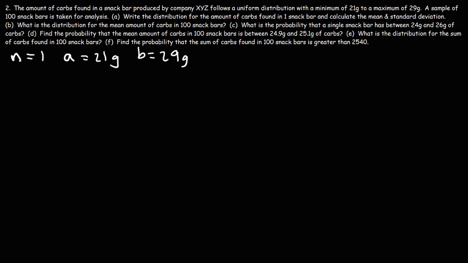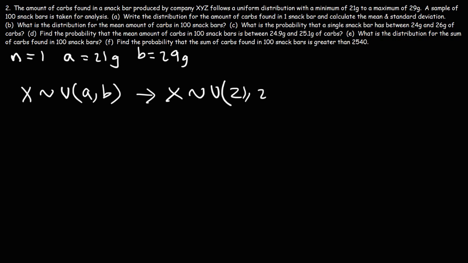Now, to write the distribution for the amount of carbs, we could use these symbols. Since we're dealing with a population distribution, the random variable is x. It has the shape of a uniform distribution, and it varies between a and b. So for part A, we could say that the distribution is x, tilde, U, a to b, or 21 to 29. So that's the first part of part A.